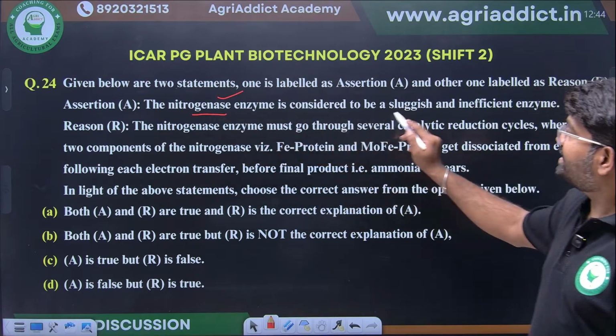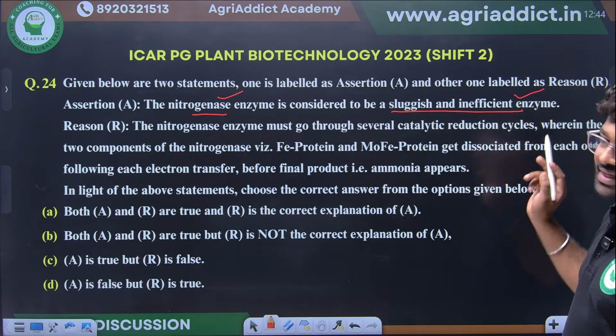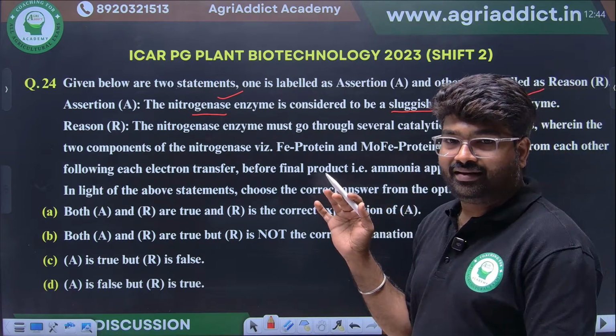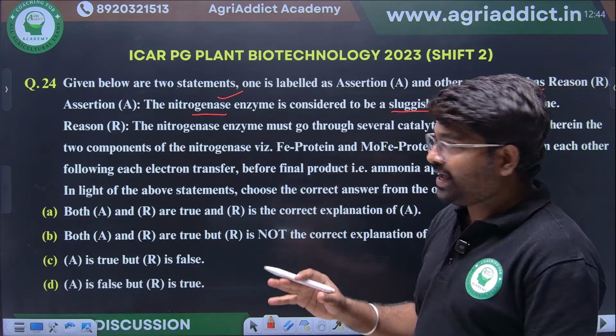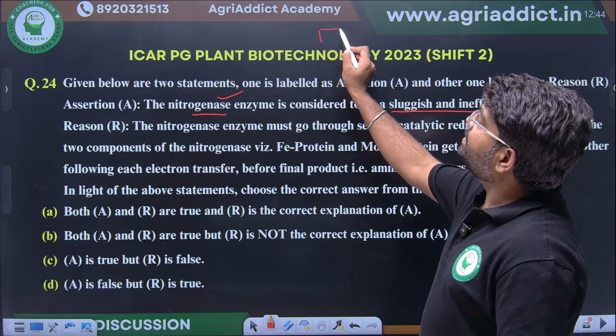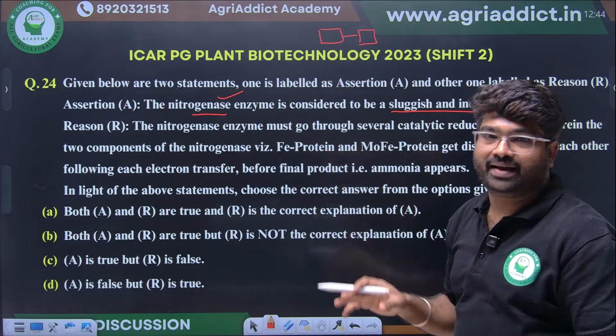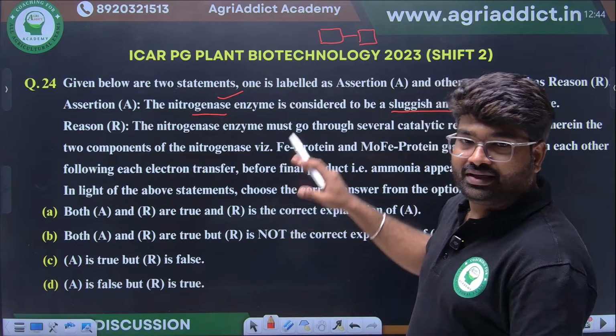Nitrogenase enzyme is considered to be a sluggish and inefficient enzyme. In class itself, I told it's a sluggish enzyme and it's an inefficient enzyme. Why? For each electron transfer, the two components have to be separated and assembled back. Okay, so it is a sluggish enzyme.